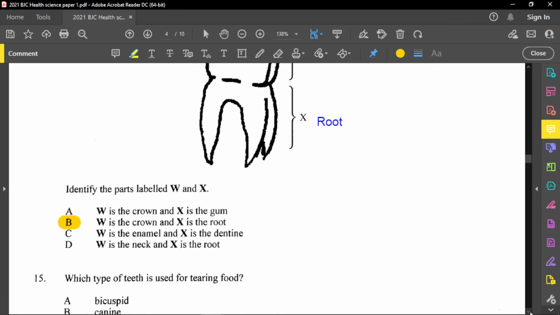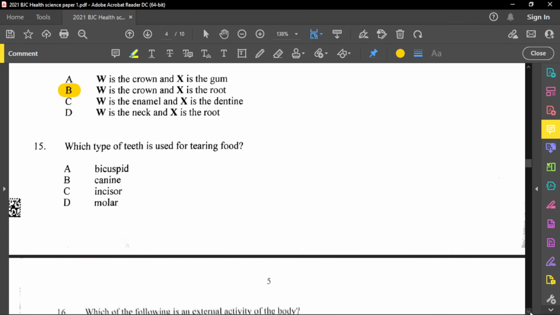Question number 15. It said which type of teeth is used for the tearing of food? Remember, to tear food, that is your canine, and you actually tear meat. So canine is the tearing tooth. Incisors are for cutting. Bicuspid is a valve in the heart, so that could not be an answer at all. The molar is used for grinding and crushing of food. So canine is the correct answer.